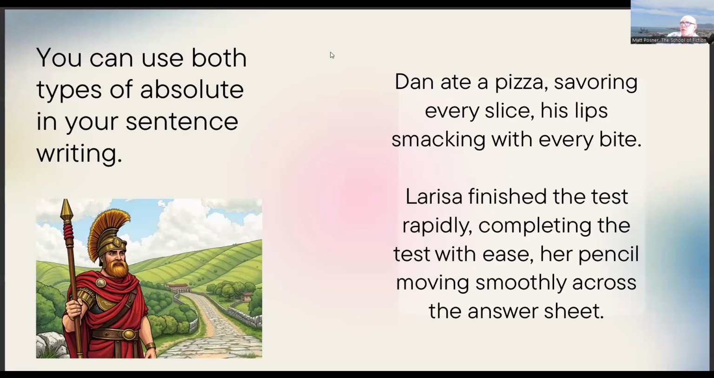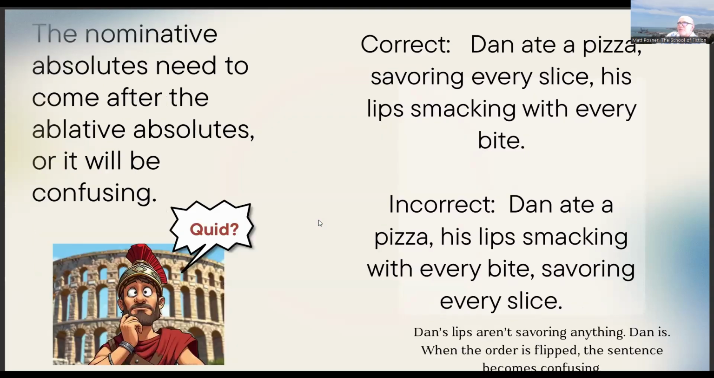And you can also put both types of absolute into your sentence writing. And here's basically combinations of what we said before. I took the absolutes from both types and mixed them together, which works because I planned it that way. Okay, Dan ate a pizza, savoring every slice, his lips smacking with every bite. Larissa finished the test rapidly, completing the test with ease, her pencil moving smoothly across the answer sheet. There we go. So it's all the things you saw before. It's just that they're put together, and of course they have to be in a specific order.